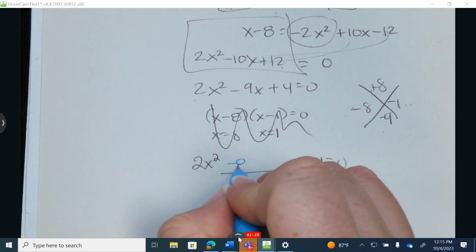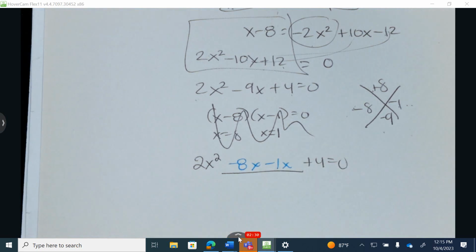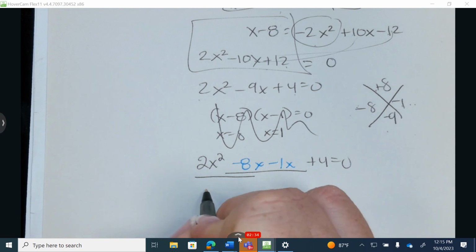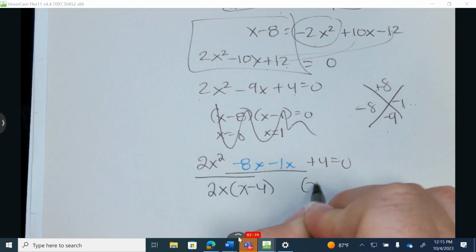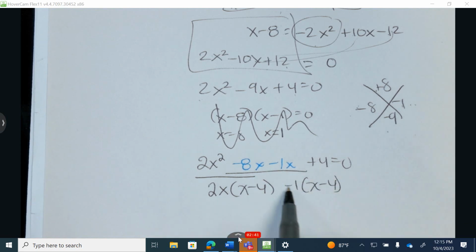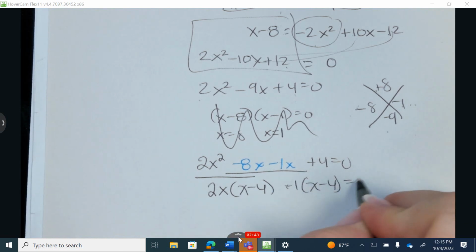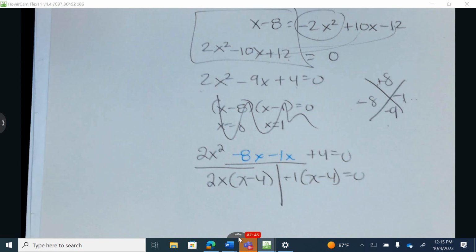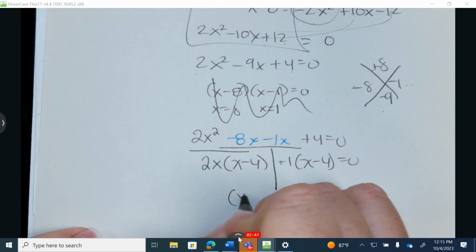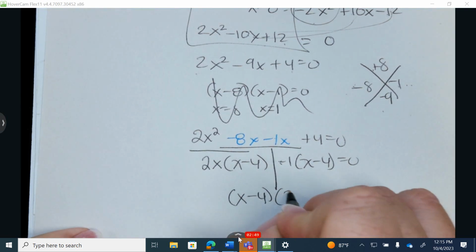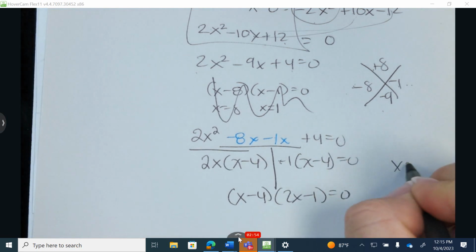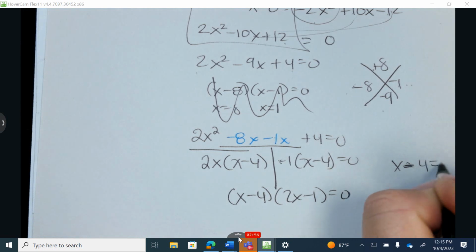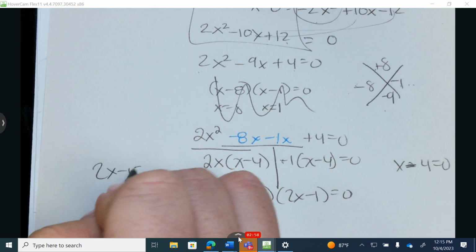So I'm taking that minus 8 and minus 1, and I'm going to use the factoring by grouping method. So let's factor out a 2x, and I'm left with x minus 4. Times negative 1. We have a front and a back. We have x minus 4, and then in front of the first, in front of the second. Now I'm going to take each one of those quantities, and I'm going to set it equal to 0. So setting this equal to 0, and this one equals 0.